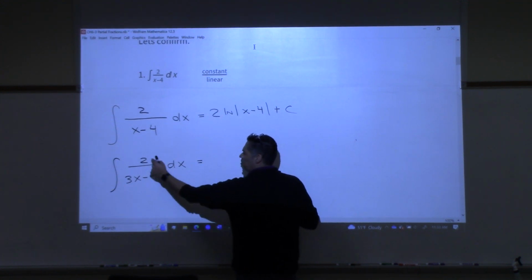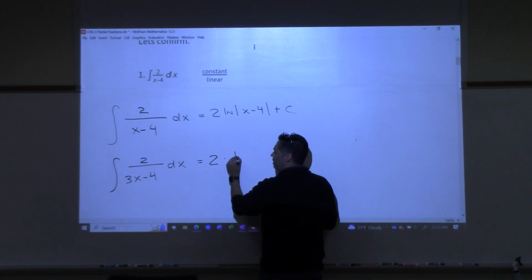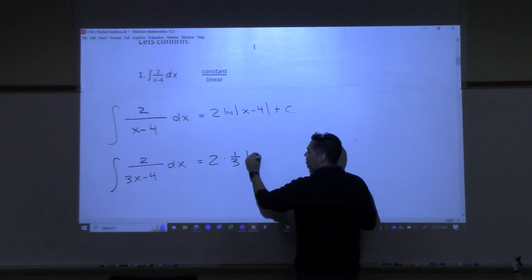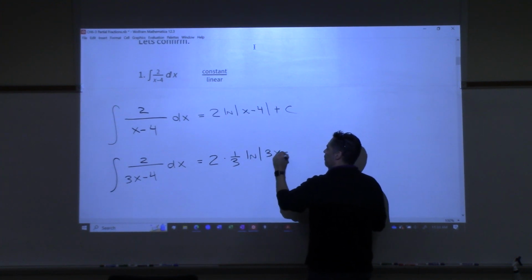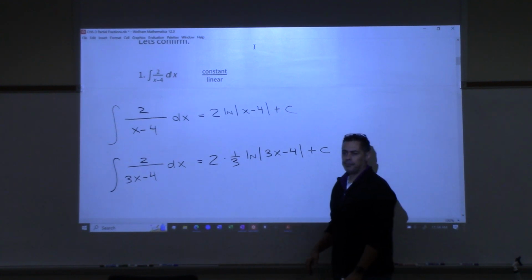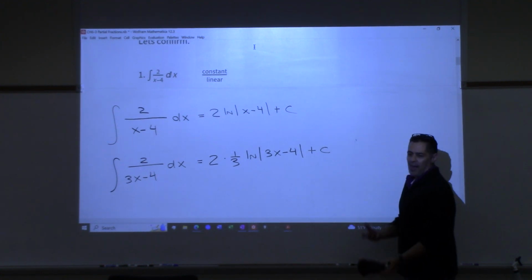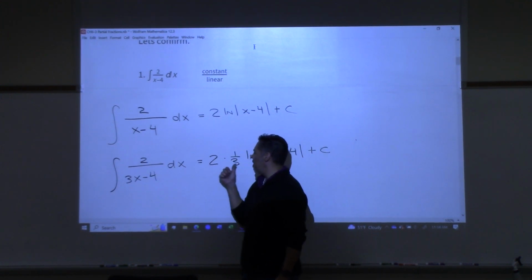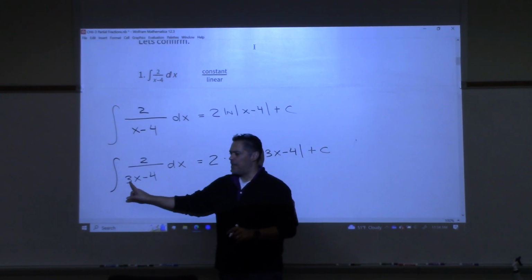So you're going to need a 1/3 in front of this whole thing. I'm going to first do the 2 times. Now here's the 1/3 that's going to scale that thing down. And then the rest is just natural log. I'm just trying to show where each piece came from, right? That 2 is going to come from here. That 1/3 is the scaling of that right there.